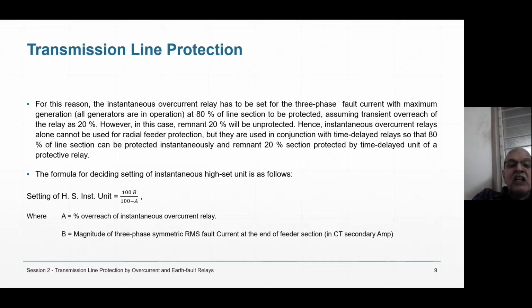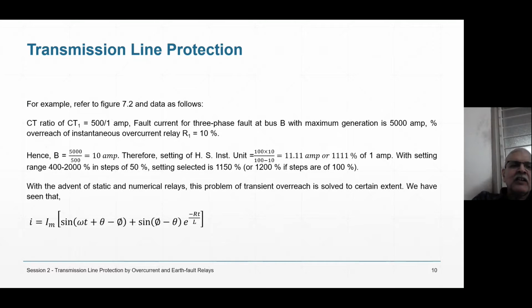So that secondary fault current is B and A is percentage overreach. So the setting of the instantaneous unit formula is 100B, 100 into B upon 100 minus A. This is how you can calculate the setting of the instantaneous unit. It will not protect the full length of the line, right?